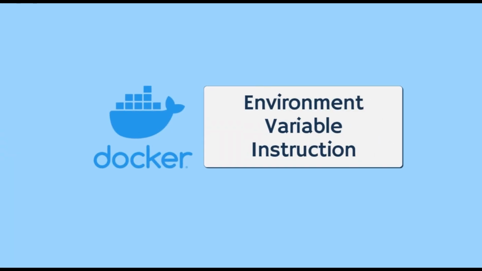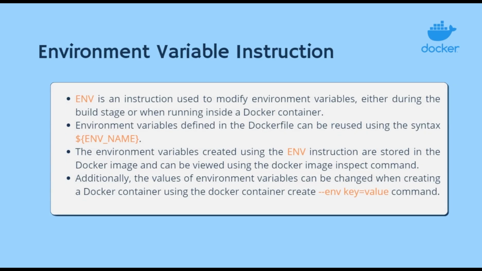Environment Variable Instruction. ENV is an instruction used to modify environment variables, either during the build stage or when running inside a Docker container. Environment variables defined in the Dockerfile can be reused using the syntax $name. The environment variables created using the ENV instruction are stored in the Docker image and can be viewed using the docker image inspect command. Additionally, the values of environment variables can be changed when creating a Docker container using the docker container create --env key=value command.